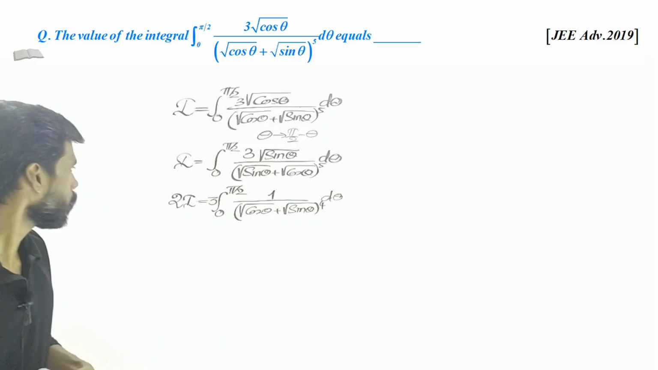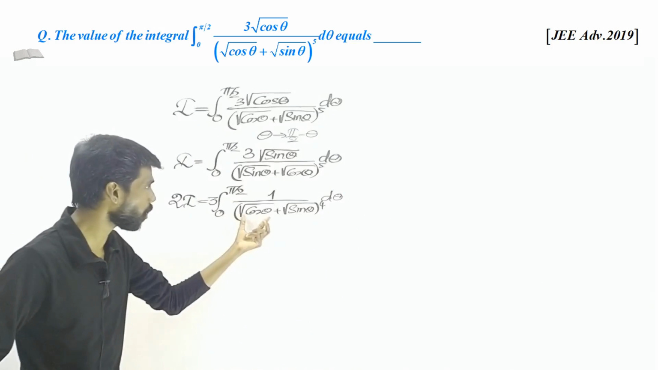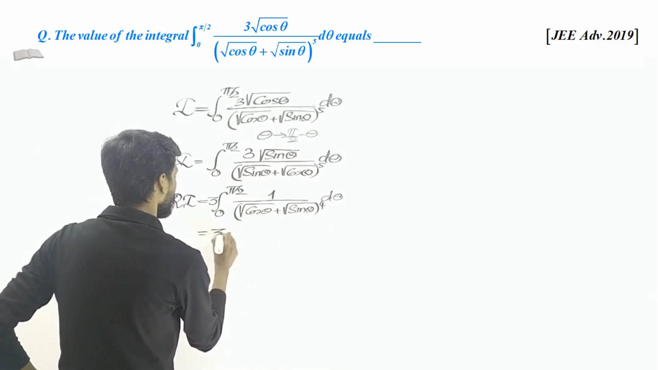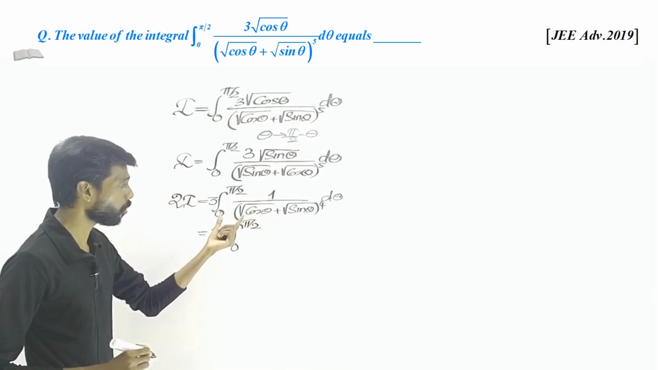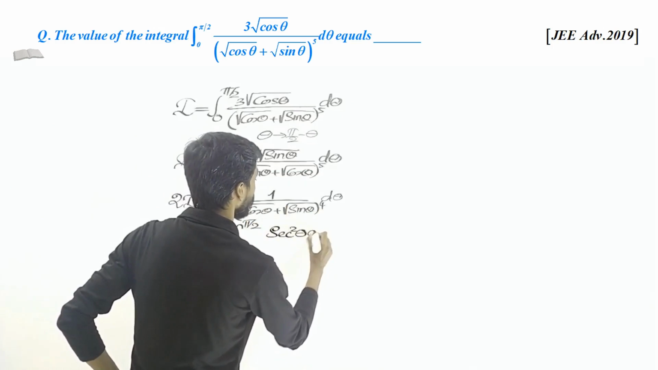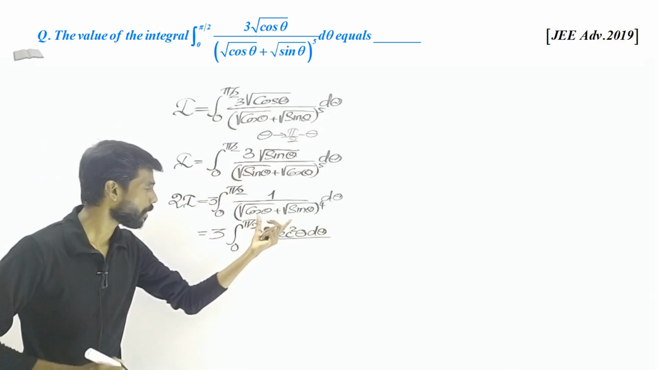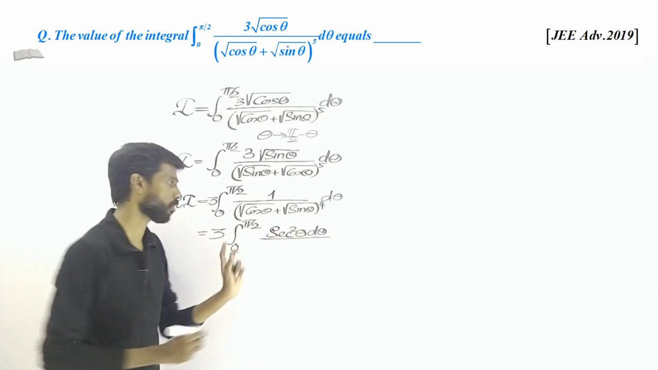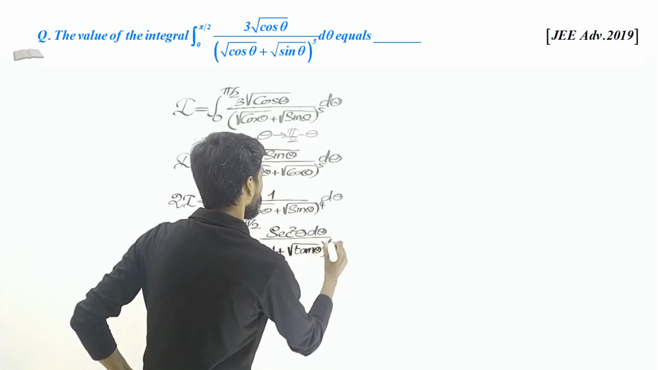How will you do this? We can take out the common factor. Taking out root cos theta, root cos theta to the power 4 becomes cos square theta. So it becomes 3 integral 0 to pi by 2. If you take cos square theta to the numerator, it becomes secant square theta. That is the usual method when there is a square, but this method works here also. Taking the whole term out, sin theta divided by cos theta becomes tan theta, so the denominator is 1 plus root tan theta to the power 4.